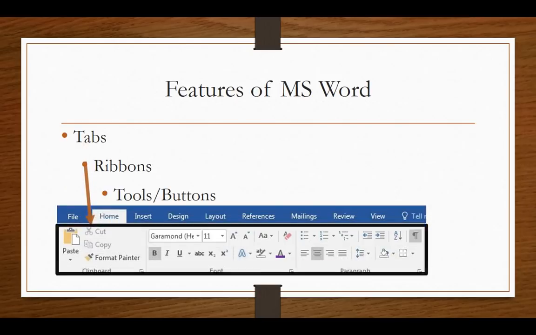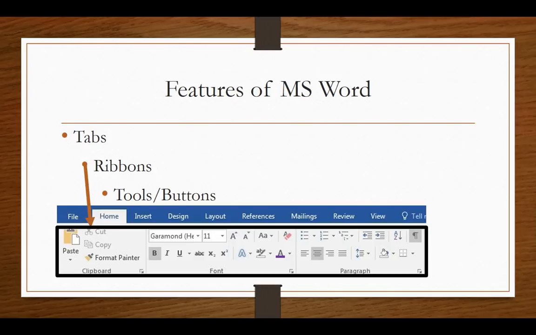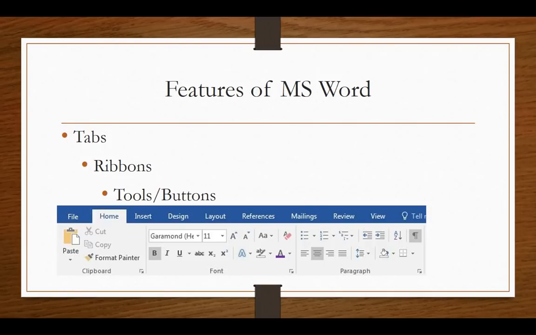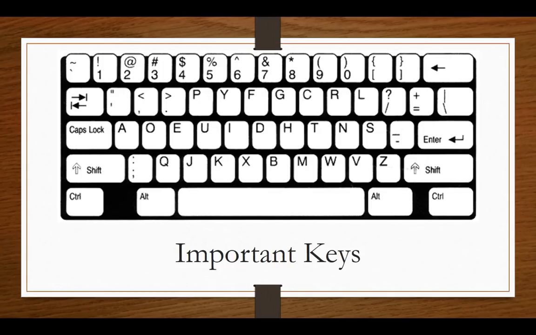The next feature are ribbons. A ribbon is a space that belongs to the tabs. It is basically all the space along the top below the tab that you select. Finally, the final feature is the tools and buttons. The ribbon contains a number of tools and buttons that you can use to format your paper.